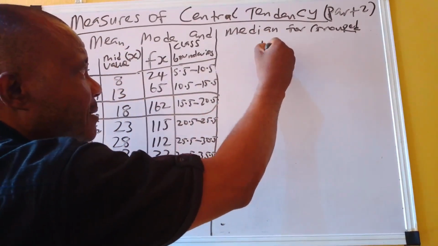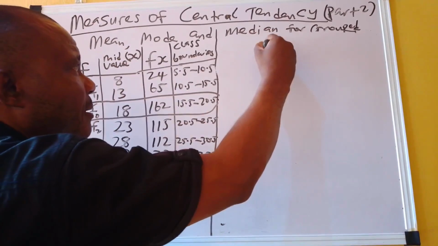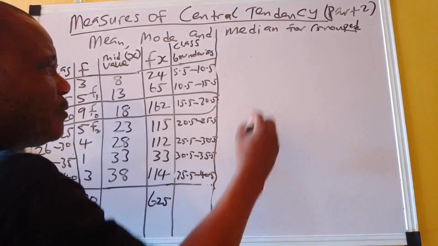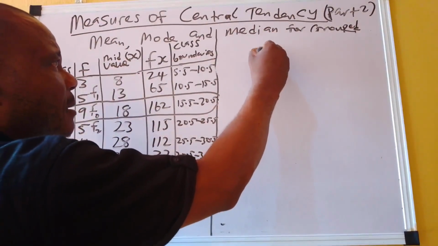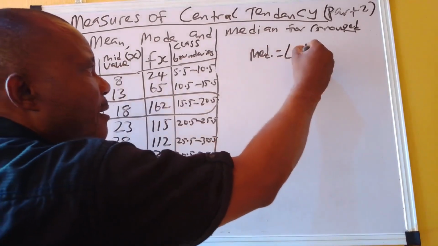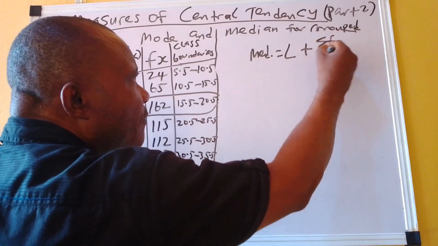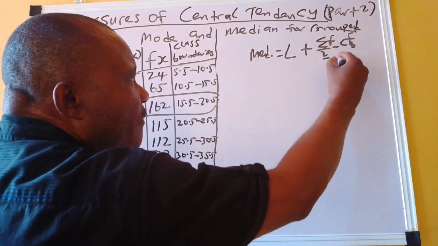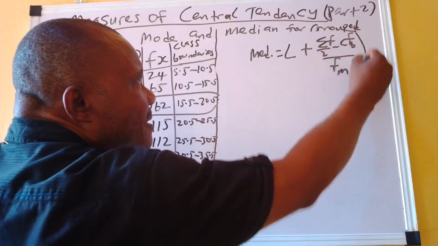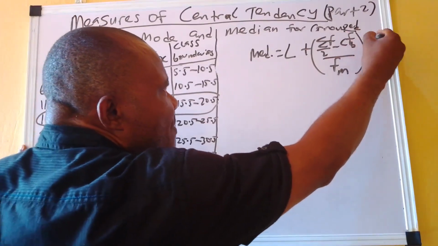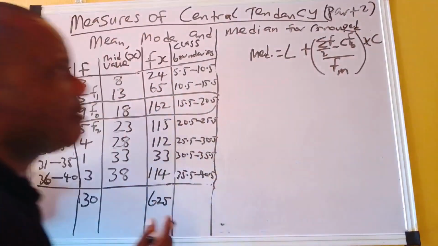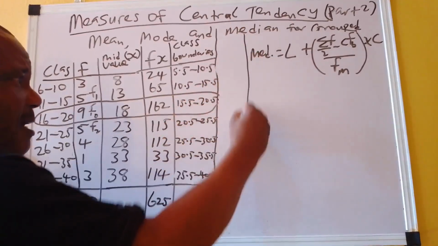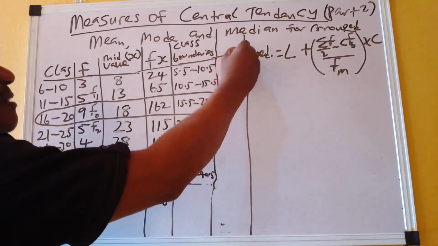The median is equal to L plus summation F over 2 minus cumulative frequency before the median class, all over the frequency of the median class, times C. This CF here means cumulative frequency. So we need to create another column for the cumulative frequency.